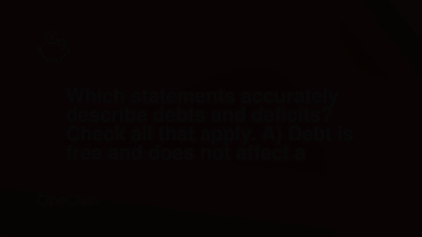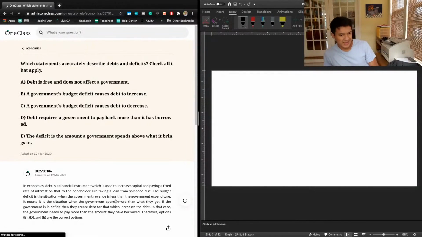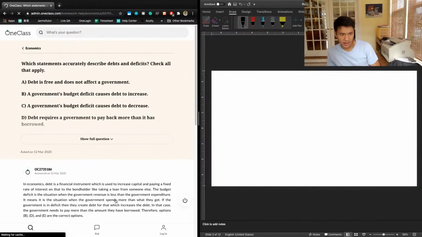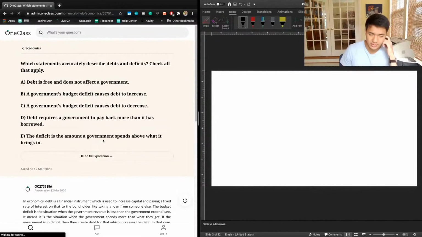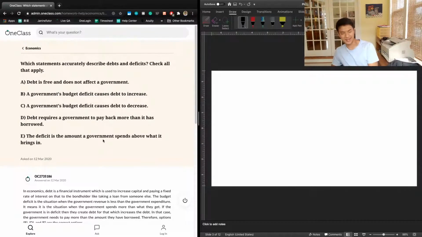Next question says, which statement accurately describes debts and deficits? Check all that apply. A says debt is free and does not affect a government. B says a government's budget deficit causes its debts to increase. C says a government's budget deficit causes debts to decrease. D says debt requires the government to pay back more than it has borrowed. And E says the deficit is the amount government spends above what it brings in.